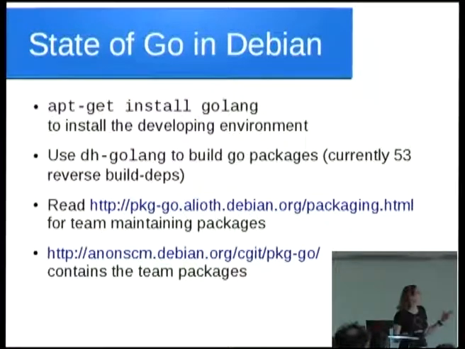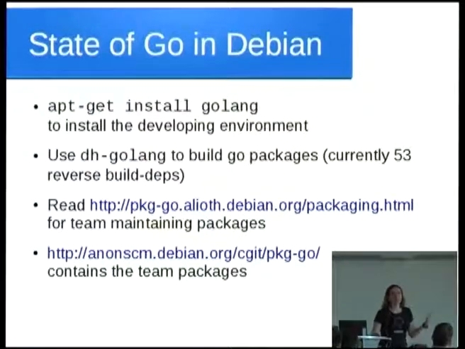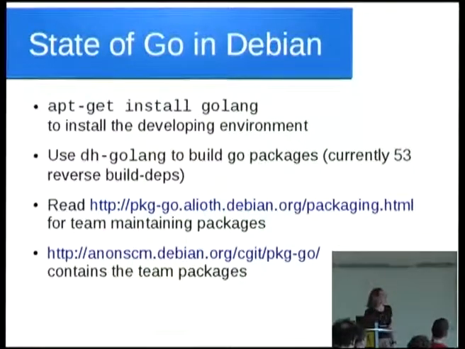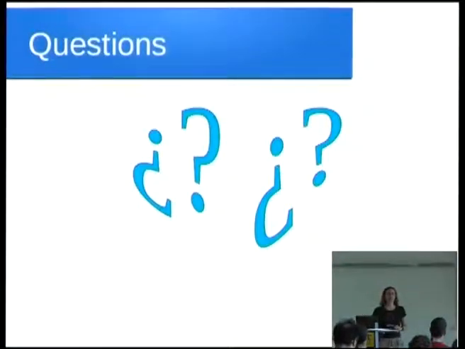If you want to package a Go package, there's a guide at Alioth from the package Go team. The package Go git contains all the team-maintained packages, and most of the 53 packages are maintained by the Go team. If you want to package Go packages, I invite you to also be part of the team. It makes sense to do it together and not separately. So basically Debian is ready to go. That's basically it. And please ask more questions.